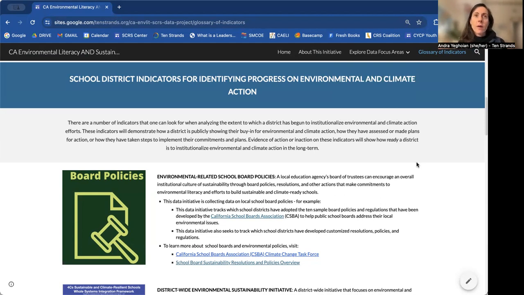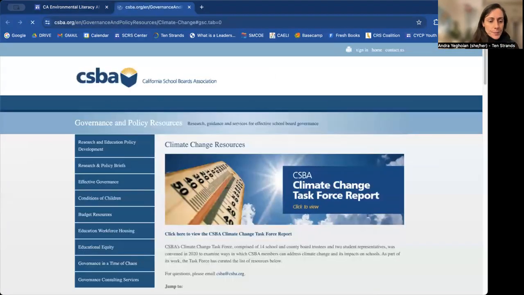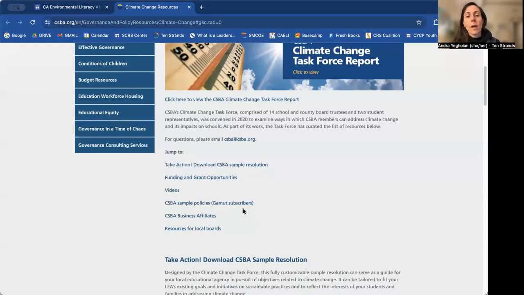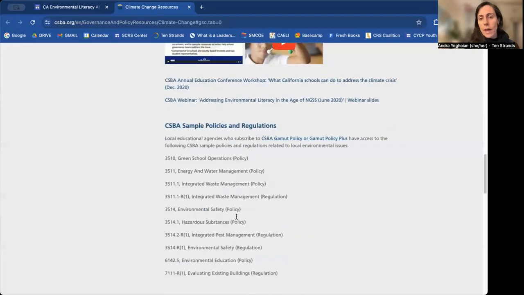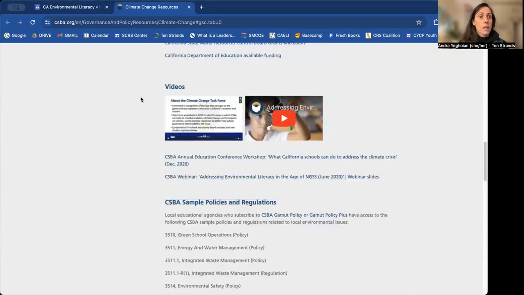So some of the things that we thought were really important to look for are things like board policies. So starting with whether or not this school district has any school board commitments that are focused on environmental and climate action. And there's some templated school board policies actually from the California School Board Association. So if you click on this website, you will see that the Climate Change Task Force has created a report about climate change, but also within this page, you will find sample policies and regulations that have been done by the CSBA that help school districts get a start to making some environmental policies and regulations. So that's a great resource.